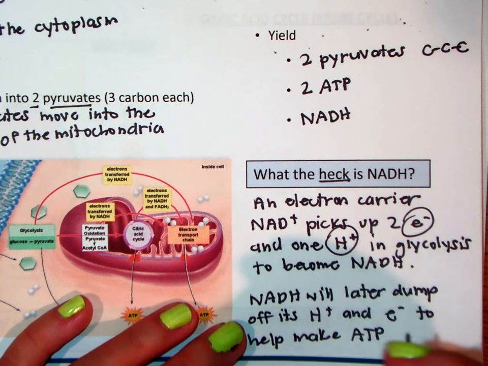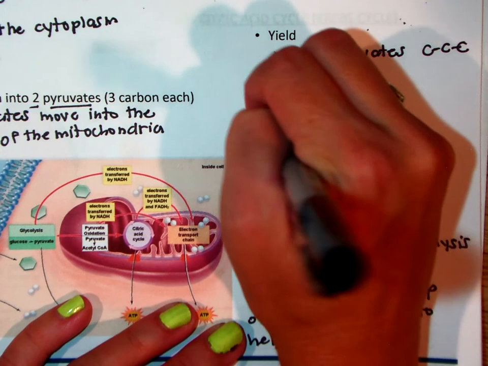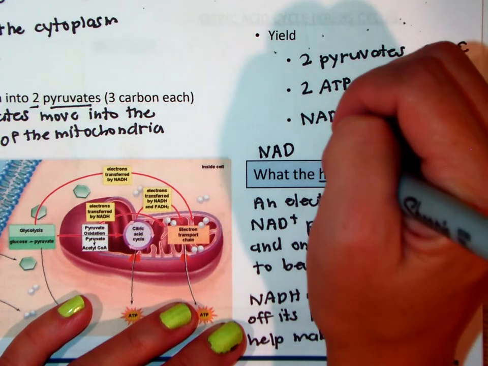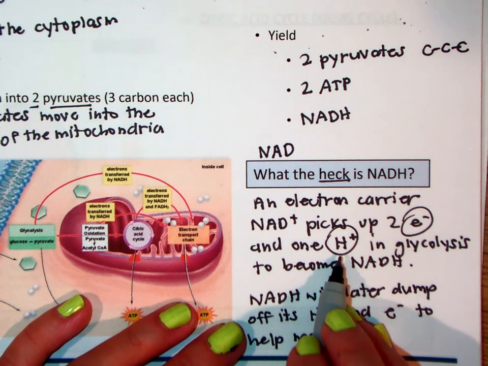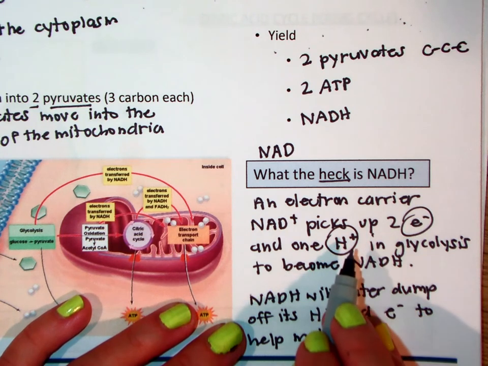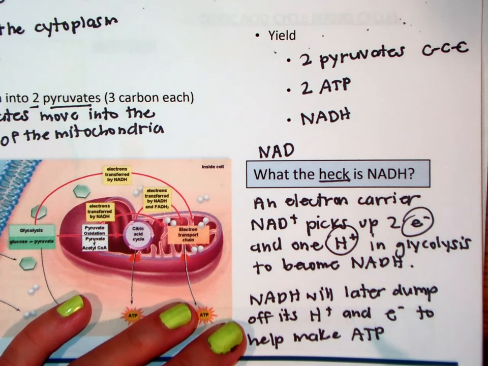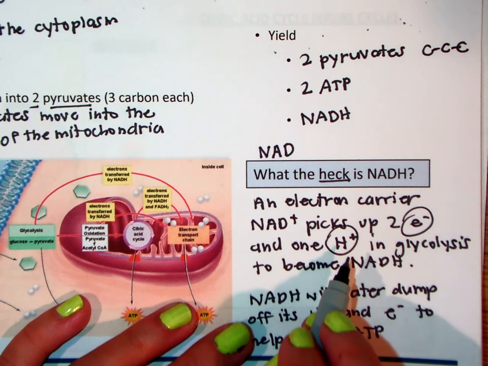So I'm going to write this up here. This is just showing it picking up those hydrogen ions and electrons. And by the way, when I say hydrogen ion and proton, they're the same thing because a hydrogen atom only has one proton and one electron. And when it loses that electron and gets a positive charge, all that's left is a proton. So protons and hydrogen ions mean the same thing.